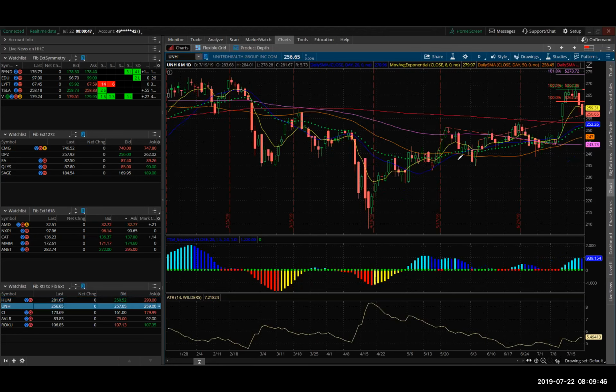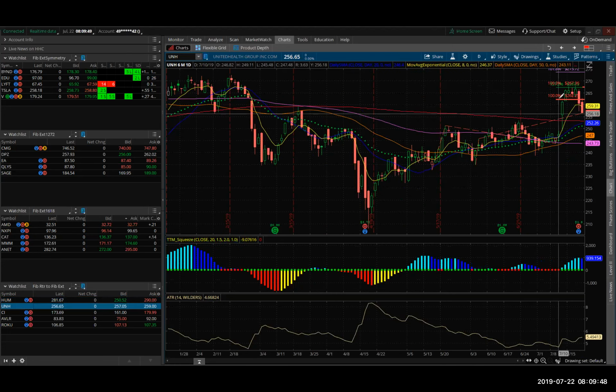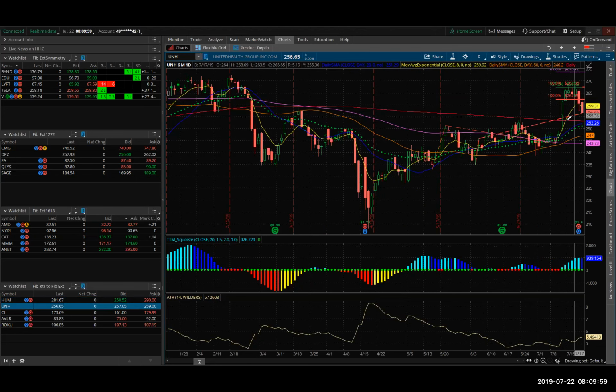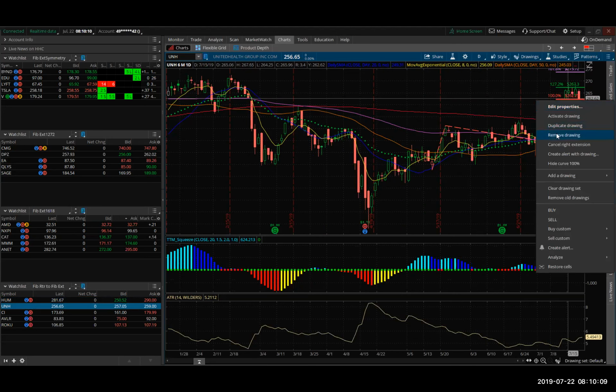Okay, same thing with UNH, right? UNH had that huge Fibonacci move. So we did the same thing. We measured that one, we took a low to a high and measured off of a recent low to see where it could go. This was the low we measured off. I'm going to take this one out. See the low here? I'm going to remove it and show you again.